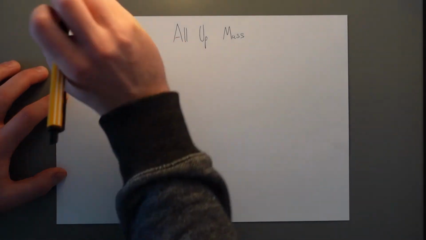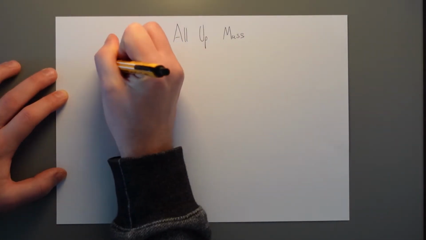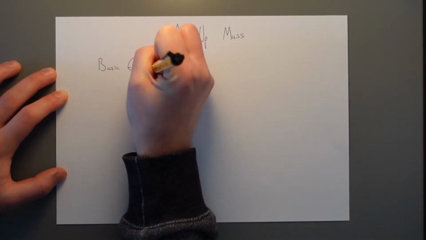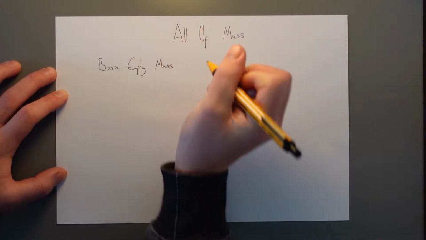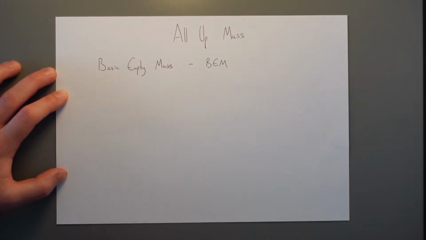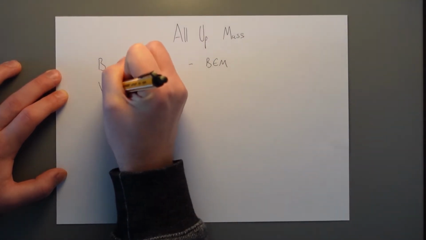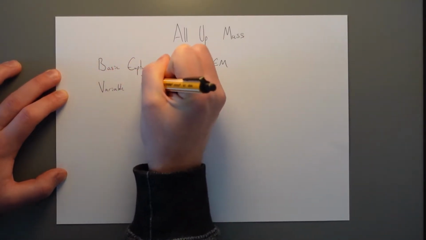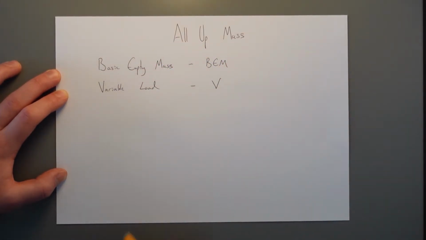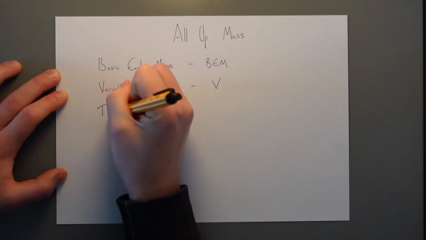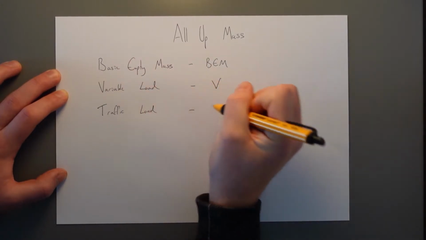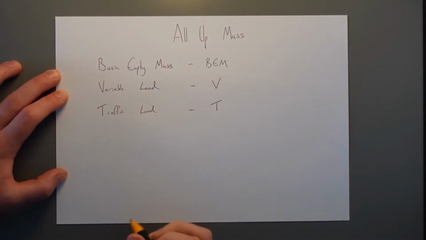All-up mass consists of 4 parts. We have our basic empty mass, our BEM. We have our variable load, just use that a V, our traffic load, and our fuel.